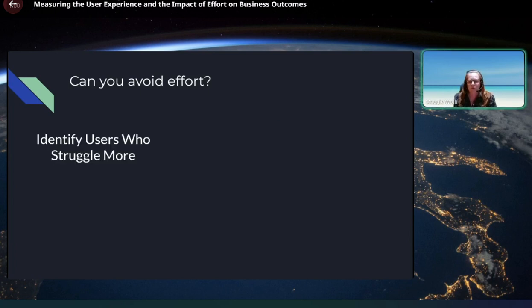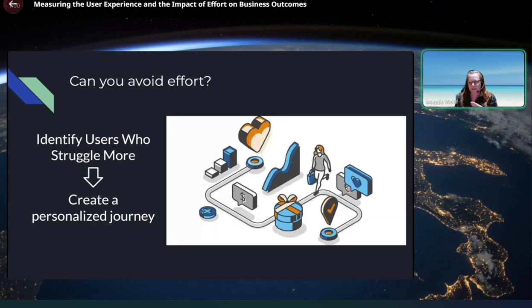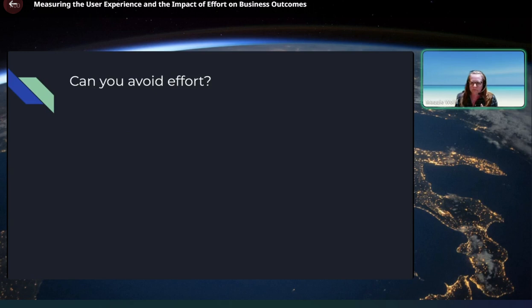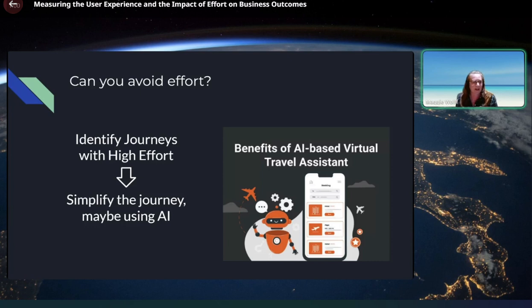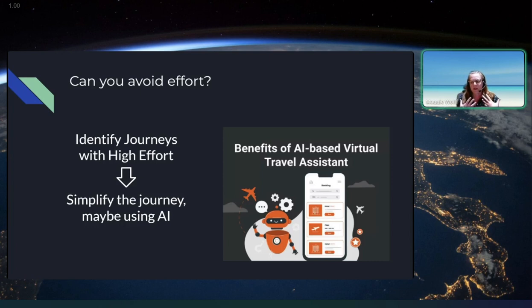Similarly, if you can identify users who struggle more, then you could create a personalized journey so that they can avoid the effort or friction that they typically experience, and put them on a different path that bypasses or reduces the chances that they're going to experience friction. And if you can identify the journeys that have high effort, then you could simplify the journey. Maybe this is an opportunity to use some kind of AI assistant to keep them on a nice, seamless, happy path. So these are ideas for how you can impact your product roadmap based on this metric and all of the research that went into it.